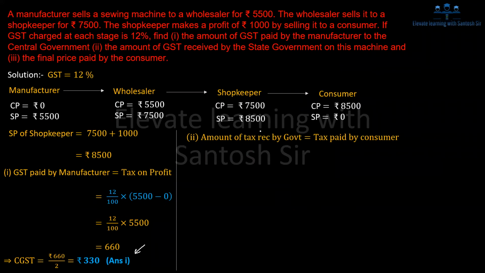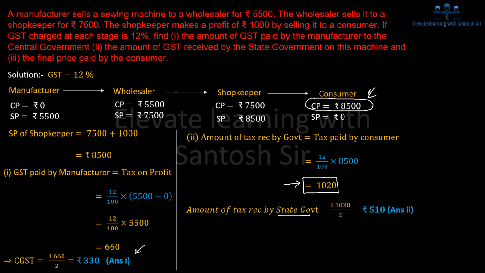So how much tax is the consumer paying? As consumer is receiving it for rupees 8,500, he will have to pay the tax on rupees 8,500. So he will pay 12% tax on rupees 8,500, which will be nothing but 1,020 rupees. So total tax received by government on this sale is 1,020 rupees. So how much is the tax received by the state government? We know that the state government will have half of this share. So state government will receive rupees 510.